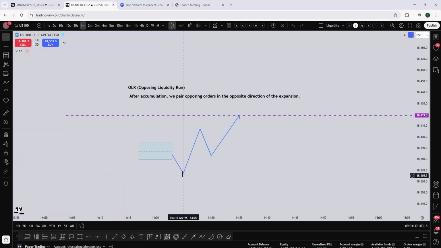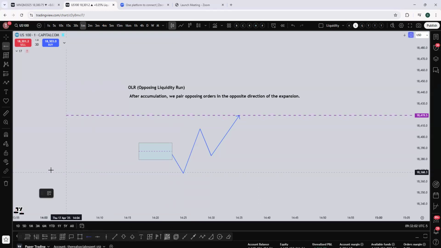Opposing liquidity run. This is where a lot of information is given, and we really want to pay attention to what's inside this leg. Do we get an order block? Do we get a directional gap? What key levels are formed in here? Is this energetic? Is it a short expansion outside of it? We want an energetic short expansion to be our OLR.